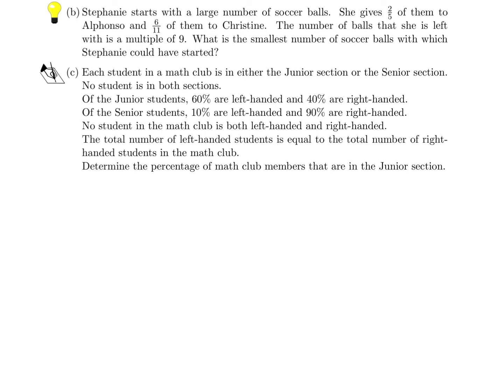Stephanie starts with a large number of soccer balls. She gives 2/5 of them to Alfonso and 6/11 of them to Christine. The number of balls that she is left with is a multiple of 9. What is the smallest number of soccer balls with which Stephanie could have started? Okay, so initially, let's say Stephanie has x, and then she gives 2/5 of x to Alfonso. So Stephanie, Alfonso, and what's the last person? Christine. And she gives 6/11 to Christine.